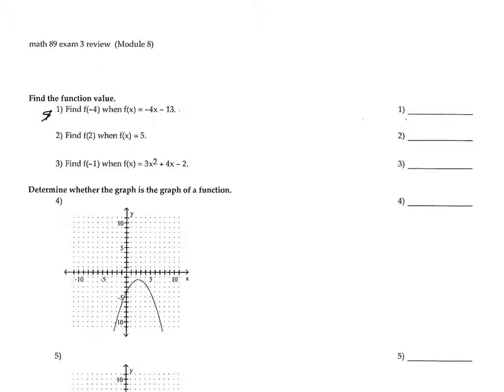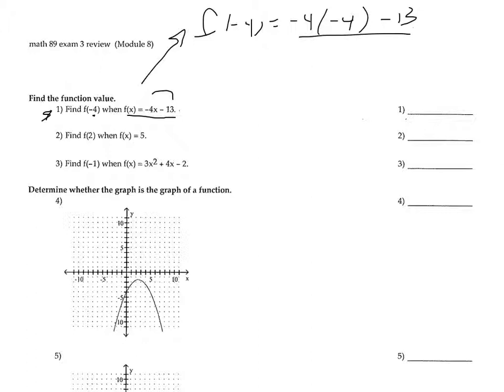Now, first, remember this: if we're finding f of negative 4 when f of x equals negative 4x minus 13, we're plugging the negative 4 into the x's we see over here. So plugging that in, we can say f of negative 4 equals negative 4, plugging in for the x, times negative 4 minus 13. And then it's just a matter of doing this. Negative 4 times 4 is 16, minus 13 equals 3. So f of negative 4 equals 3.